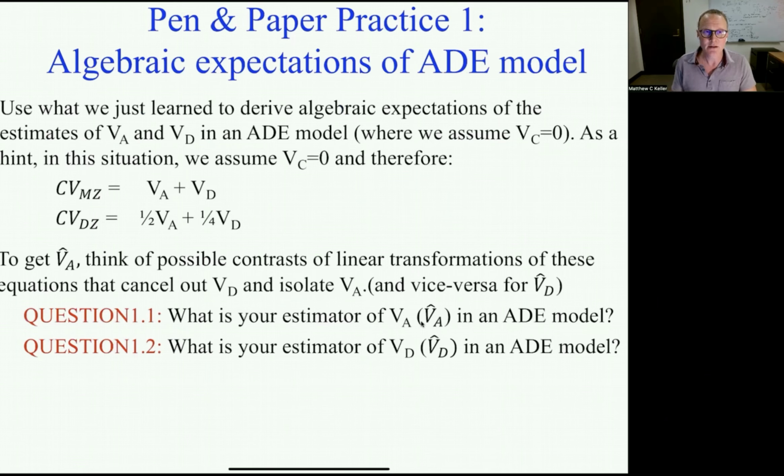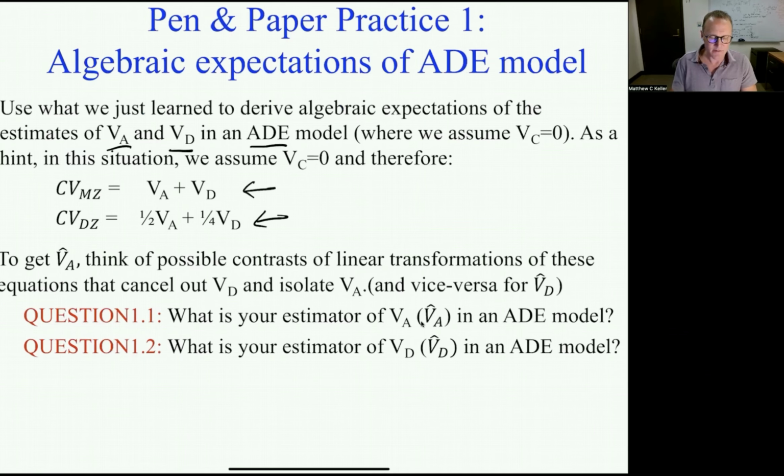So using what we just learned to get the estimates of VA and VC in an ACE model, what I'd like you to do is get the algebraic expectations for estimates of VA and VD in an ADE model, where we assume that the shared environmental variance is 0. As a hint, in this situation, we're going to assume that VC is 0, and therefore that the covariance of MZ twins is equal to VA plus VD, and that the covariance of DZ twins is equal to a half VA plus a quarter VD, again, assuming VC is 0.